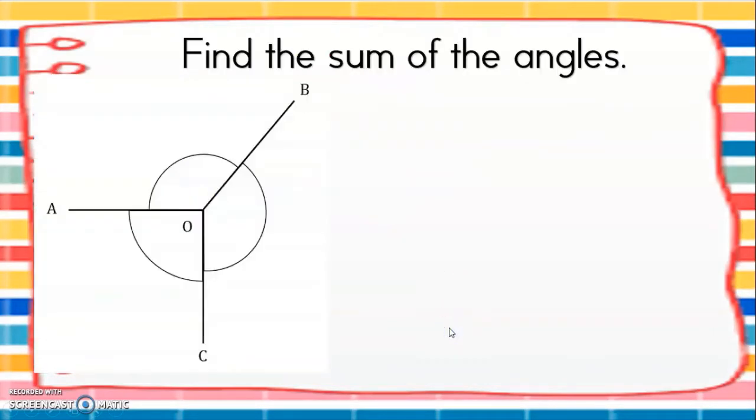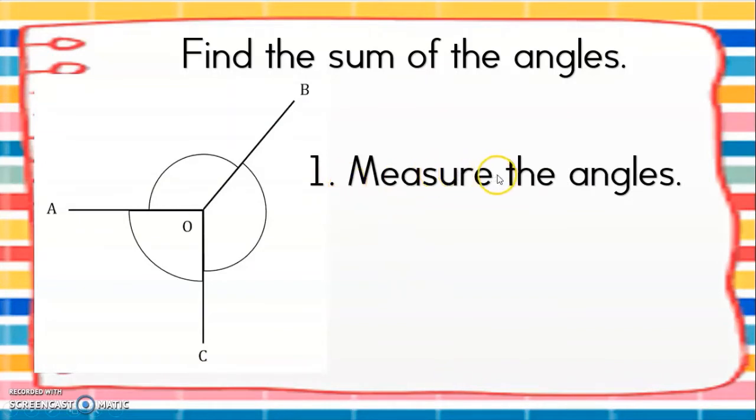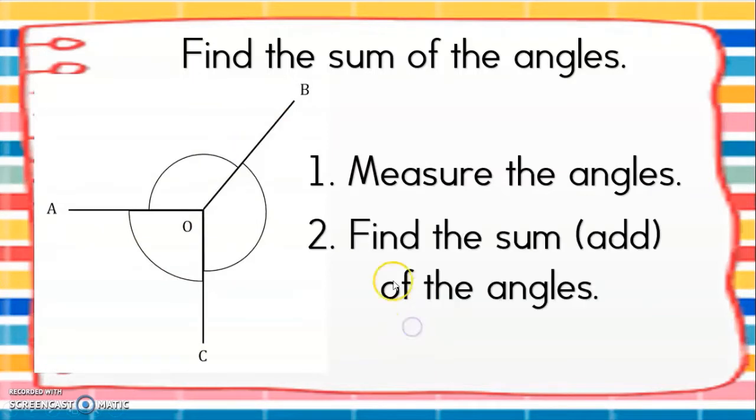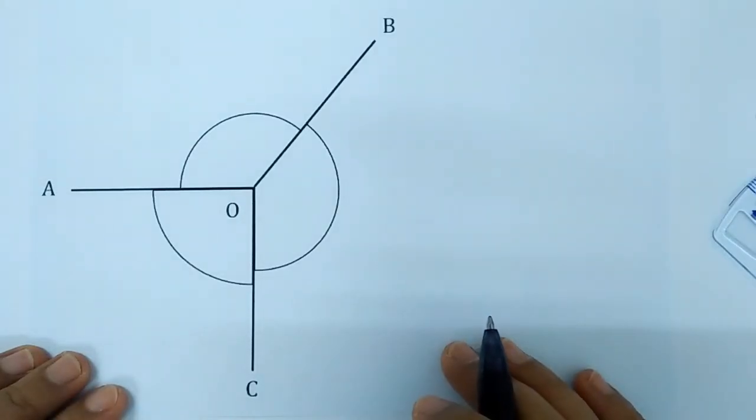Find the sum of the angles formed. So here, we're going to find the sum, but first we need to measure the angles. So we have 1, 2, 3 angles. We need to use the protractor to measure the angles. Then we're going to find the sum, or we're just going to add the angles. To find the sum of these angles, we need to measure first the angles that form.